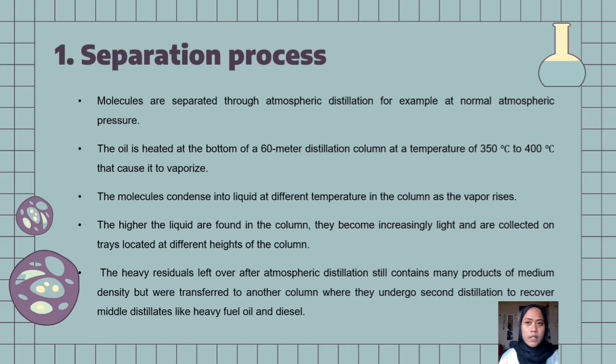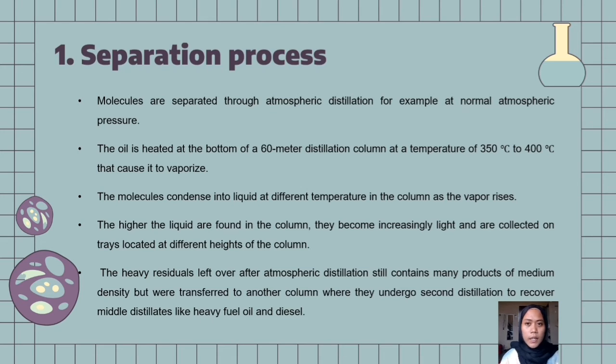The vapor will rise inside the column while the heaviest molecules, or the residuals, will remain at the bottom without vaporizing. The molecules condense into liquid at different temperatures in the column as the vapor rises. Only gases reach the top, where the temperature drops to 150 degrees Celsius. The higher the liquids are found in the column, the lighter they become, and they are collected on trays located at different heights of the column.